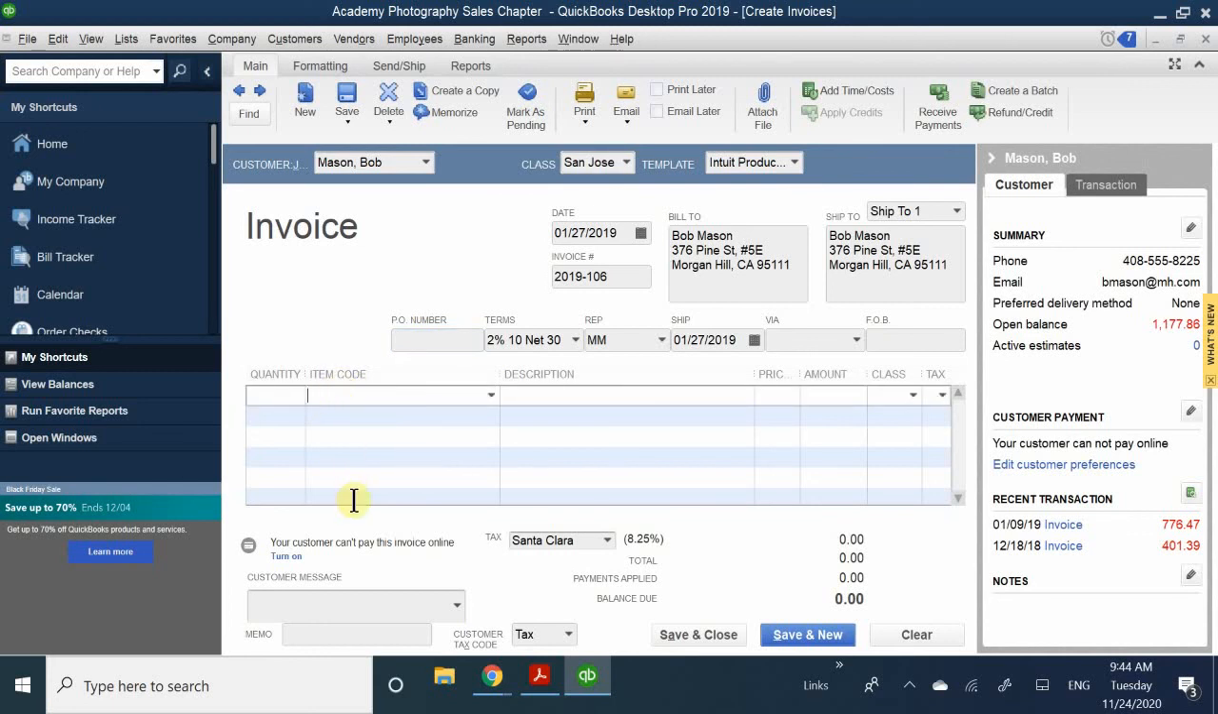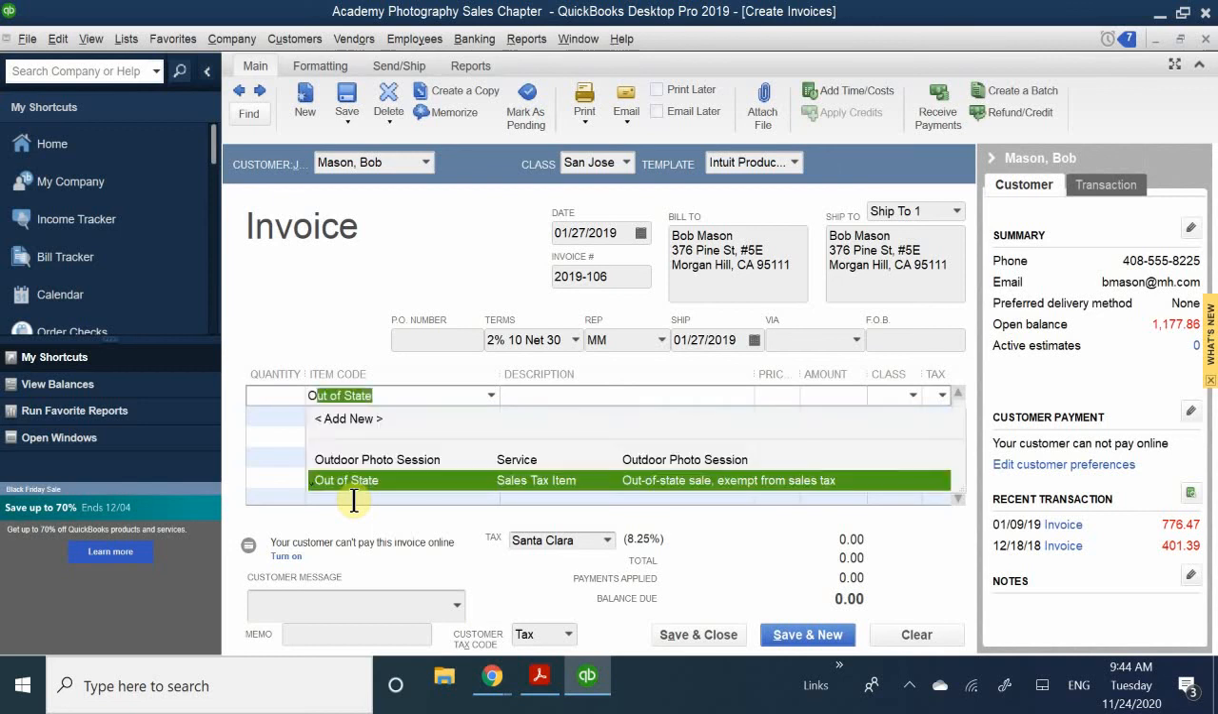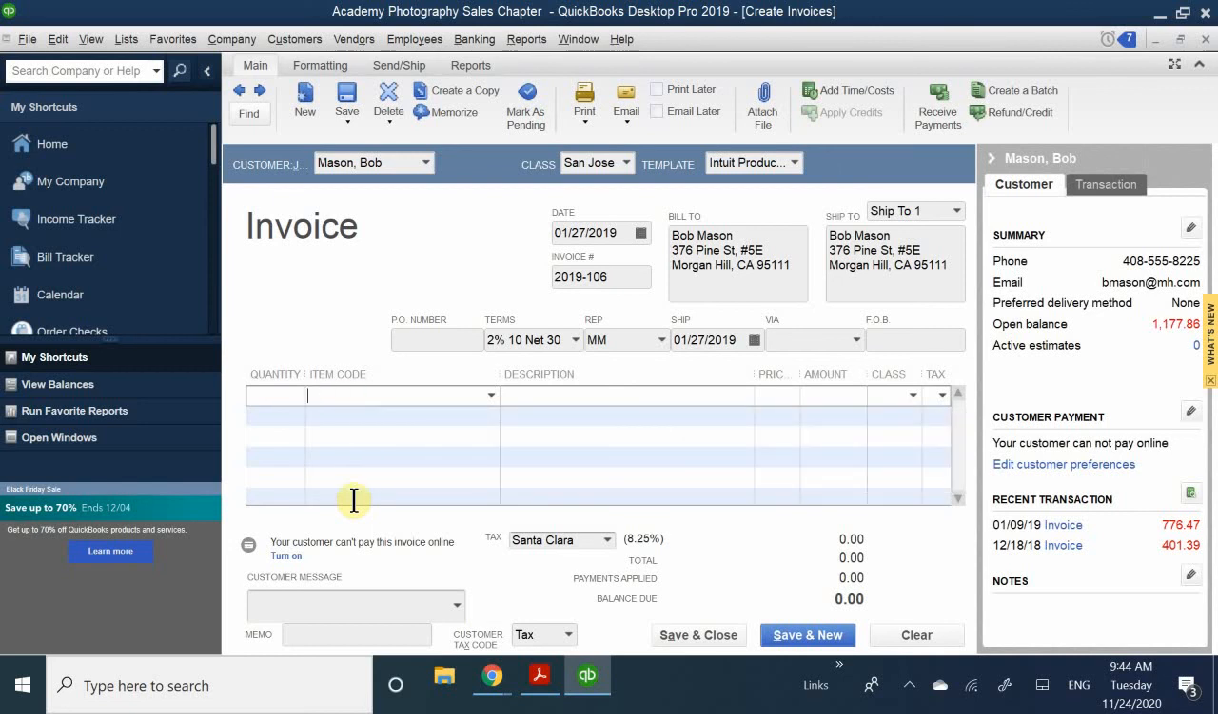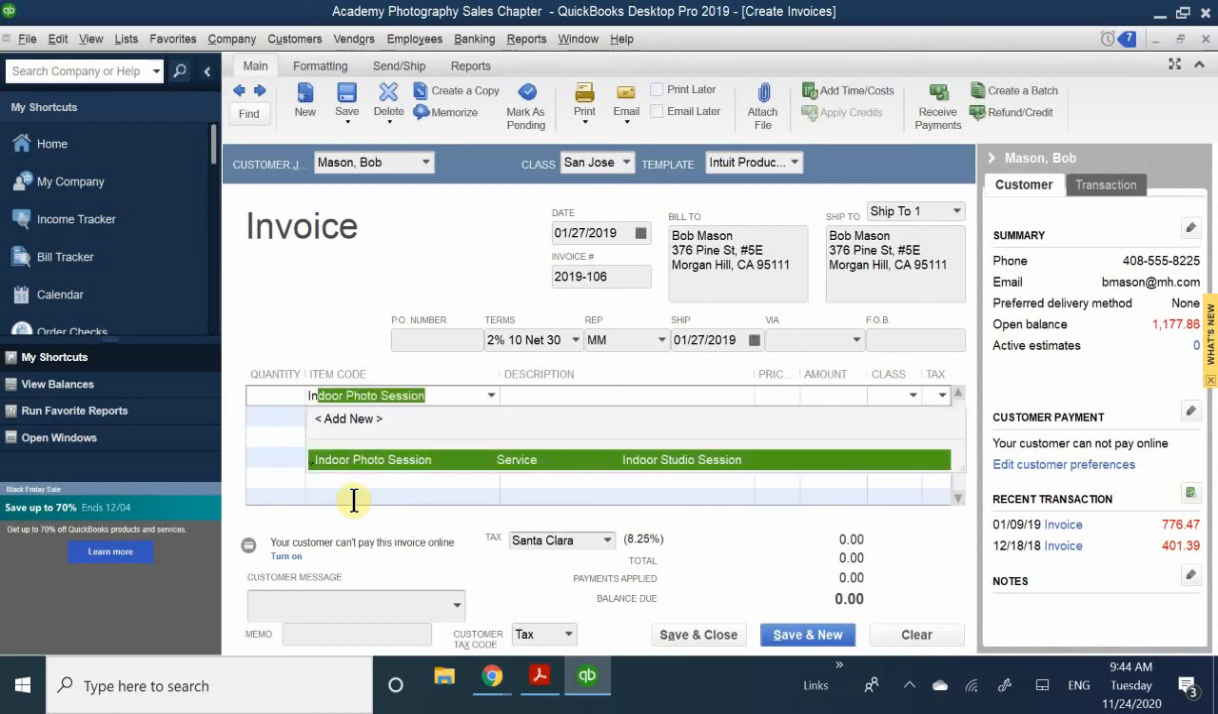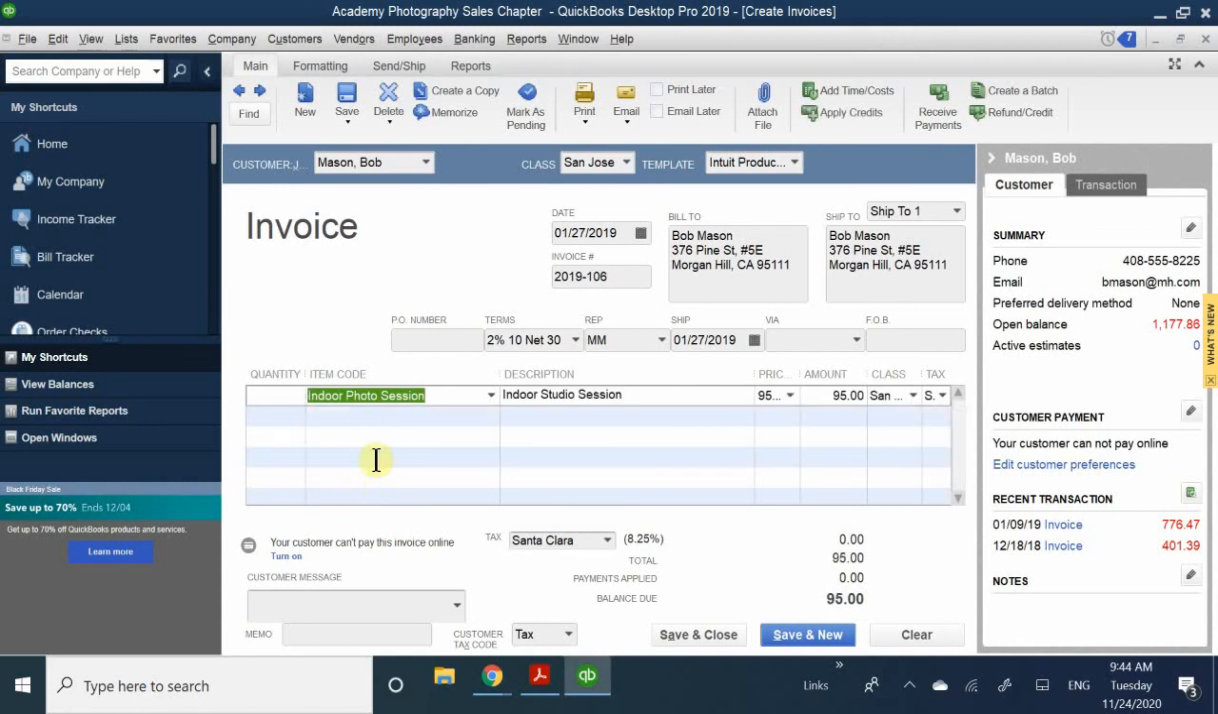Indoor photo session. Okay. Because I've created these items prior, I have it right here, so it's easy to fill. And what happens is, boom, it starts filling out all the information in regards to this. So I charge my customers $95 for every hour that I have for my photo session.